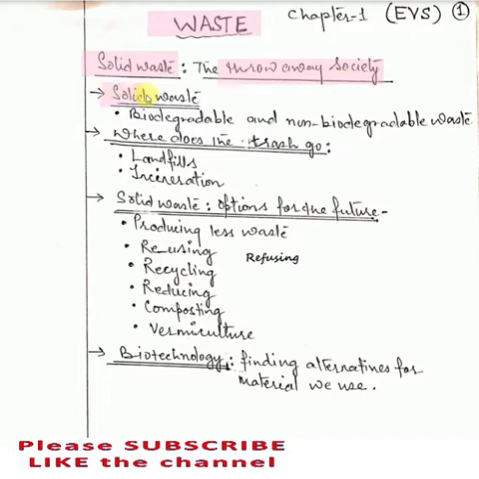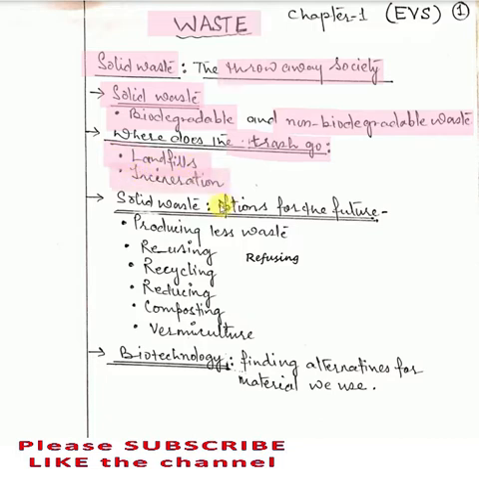Solid waste is a type of waste consisting of everyday items that are discarded by the public. And solid waste is of two types, biodegradable and non-biodegradable solid waste. The trash, that is the garbage or the unwanted material. So where does the trash go? There are two methods to manage or to reduce the garbage or trash, landfills and incineration.